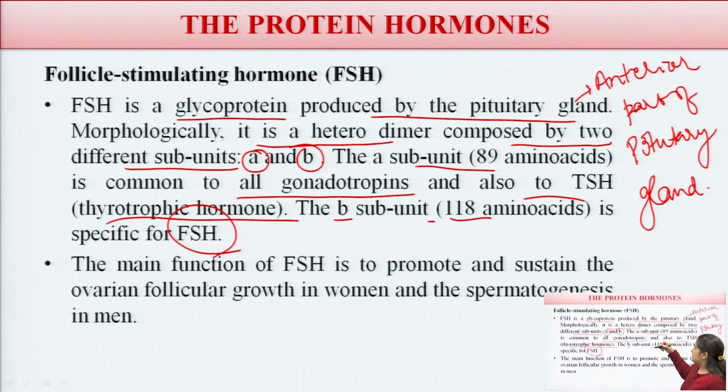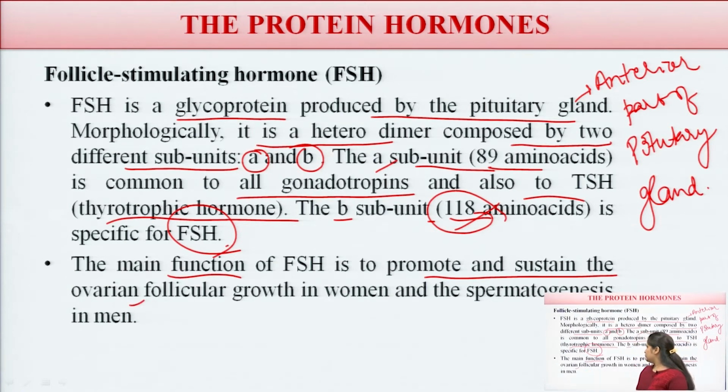So subunit A has 89 amino acids, and subunit B has 118 amino acids, which is specific only to the follicle stimulating hormone. The main function of FSH is to promote and sustain ovarian follicle growth in women and spermatogenesis in men.